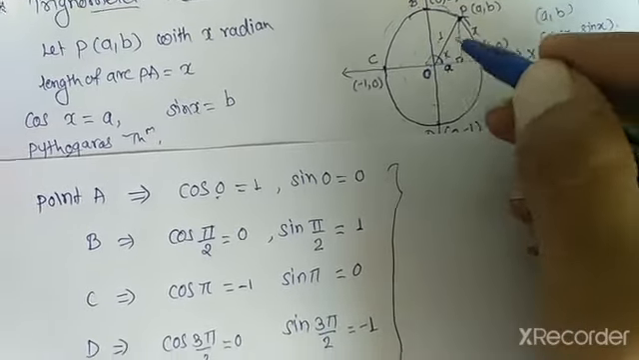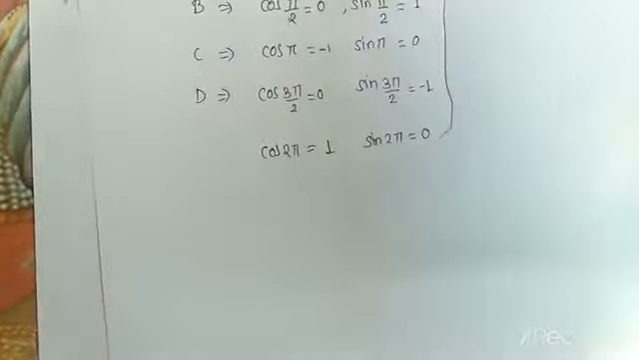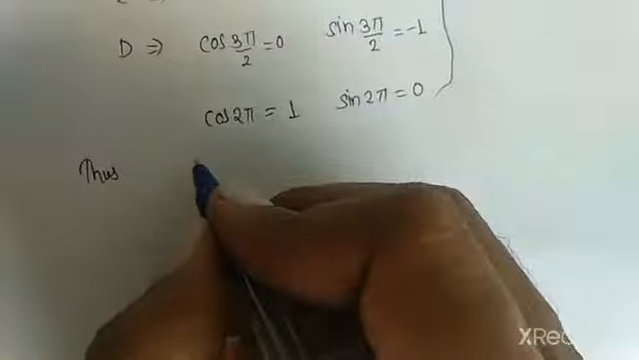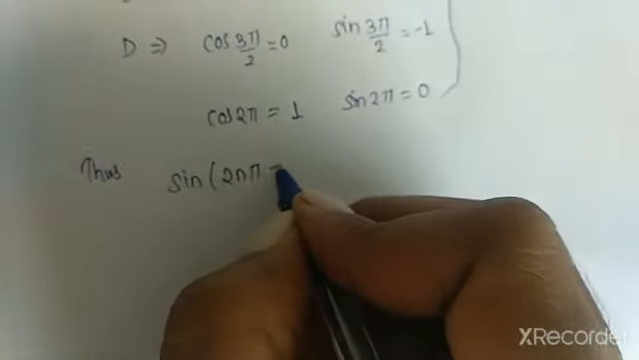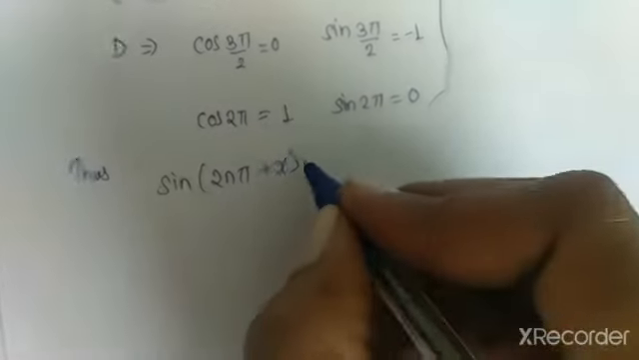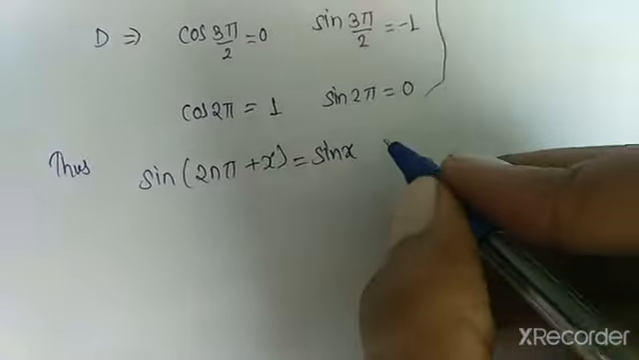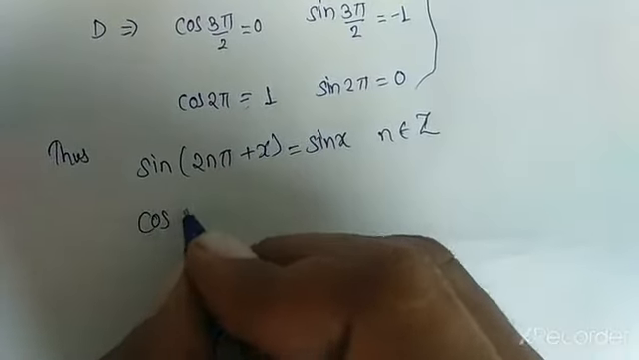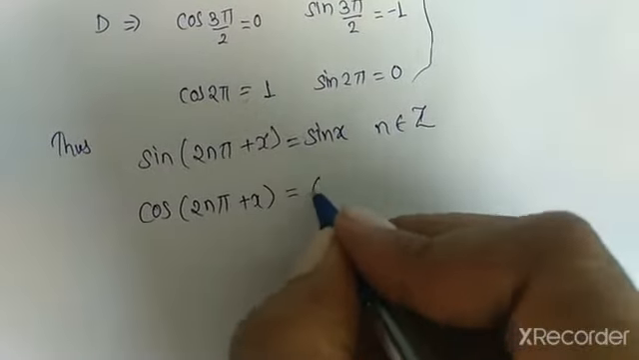Okay, the values of sine and cosine functions do not change. You can write it thus: sin of (2nπ + x) can be written as sin x, for n belongs to Z, and cos of (2nπ + x) is equal to cos x.